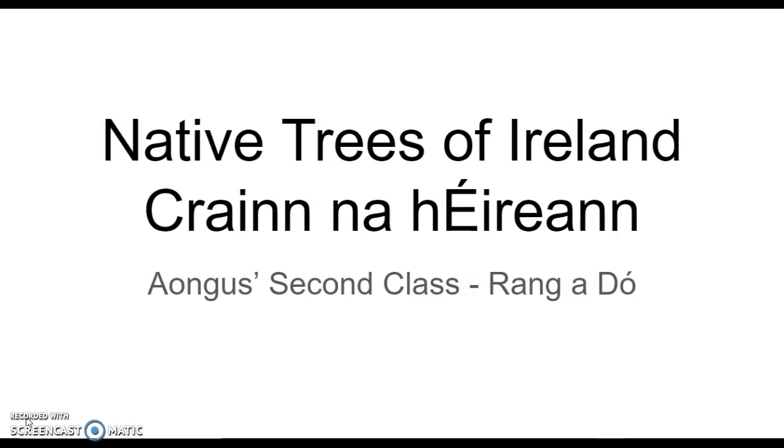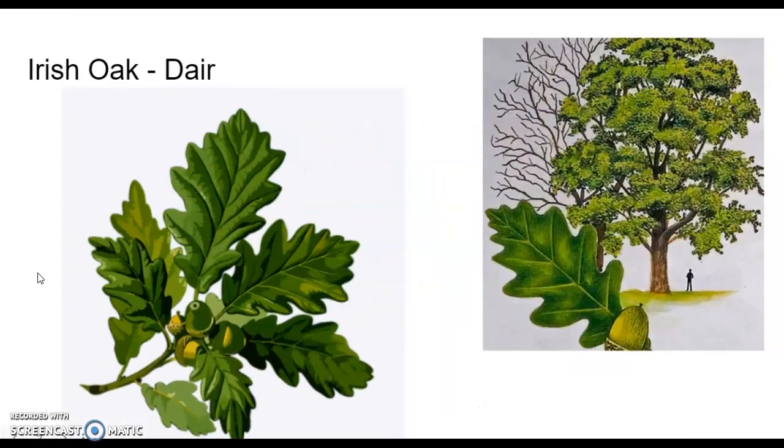Okay, so Crainn na hÉireann, native trees of Ireland. So this is one that you'll see all over Ireland. It's called the oak, and you'll see the little acorns in the middle of the leaves that the squirrels like to eat. You'll notice that it has lots of pointy parts to its leaf, and the Irish for oak is dair. They grow very tall and they're easy to grow in Irish soil.